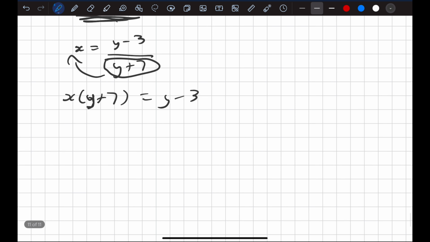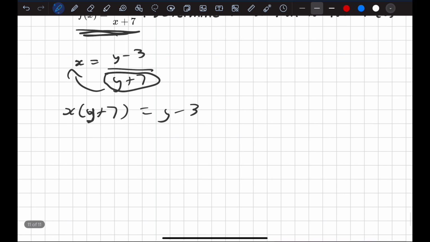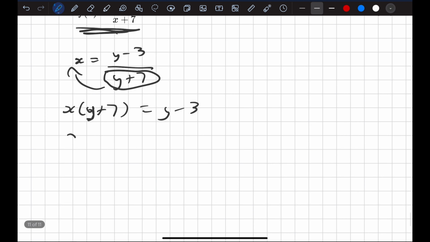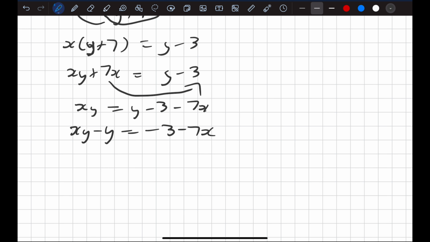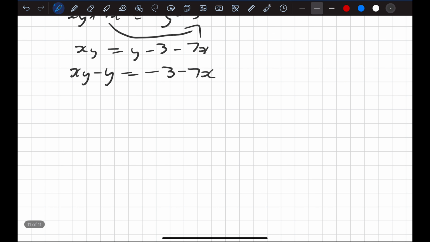The goal here is to get the y's on the same side so that we can factor. Let's get xy plus 7x equals y minus 3. We now want to take this over here so that we can get the y's on one side. So xy equals y minus 3 minus 7x, then xy minus y equals negative 3 minus 7x. Now we clearly have the y's on one side and the x on this side.